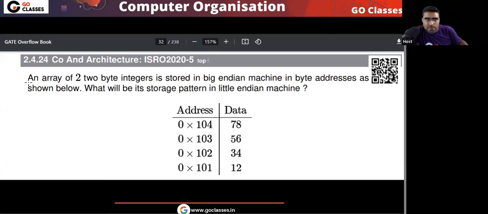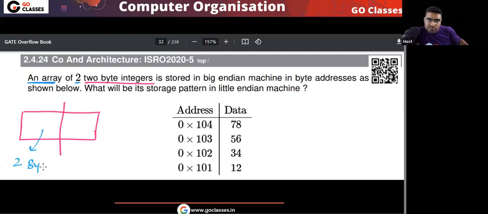An array. What do you have? You have an array of 2 byte integers. Here you have a 2 byte integer, here a 2 byte integer, and here a 2 byte integer. Is this clear? This is your array, which contains 2 byte integers.